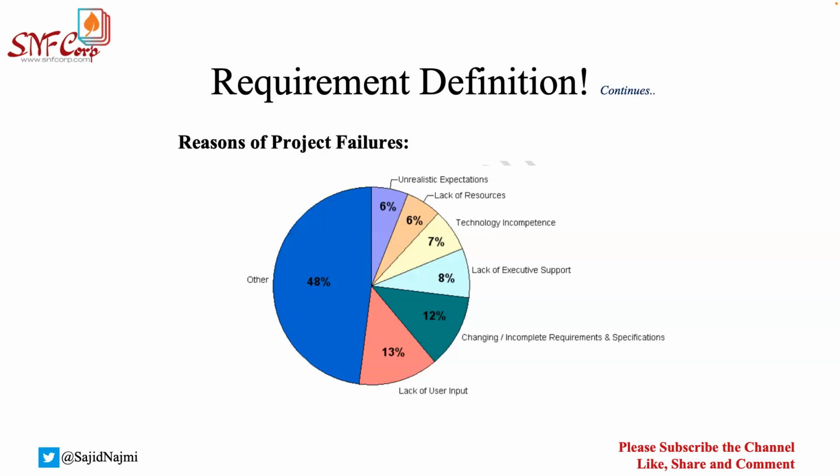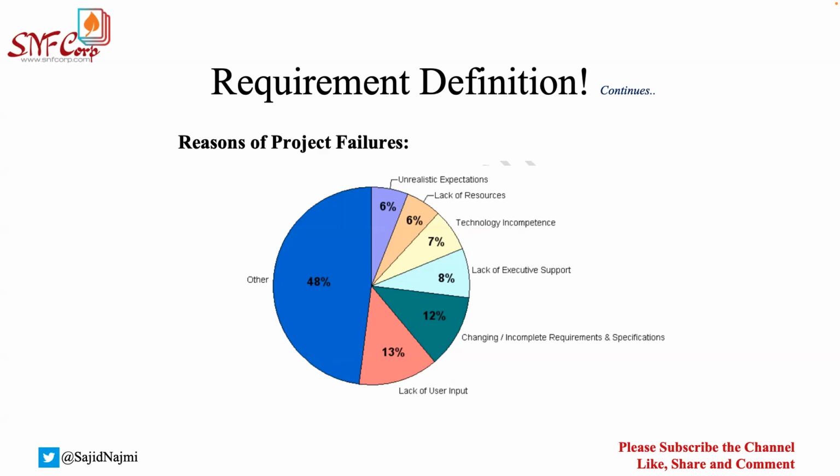Lack of executive support, 8%. You have a project, but you're not getting support from top level management. When I'm saying executives, it's the top level folks, somebody who is funding your project, somebody who has high interest and high power in the project, who can take certain decisions. You're not getting that support. So for certain reasons, your project will fail if you do not have the proper support.